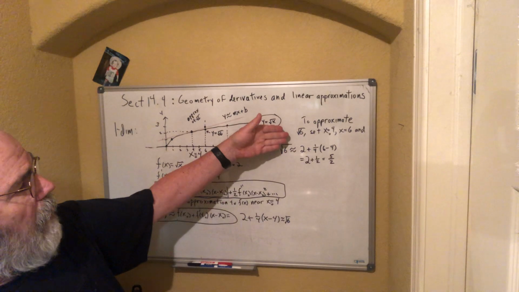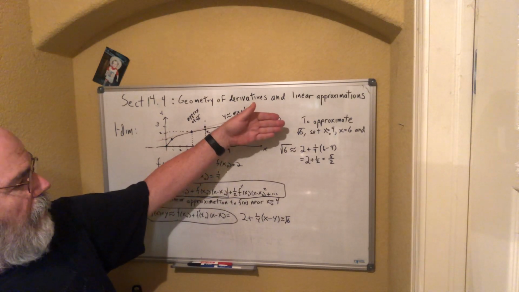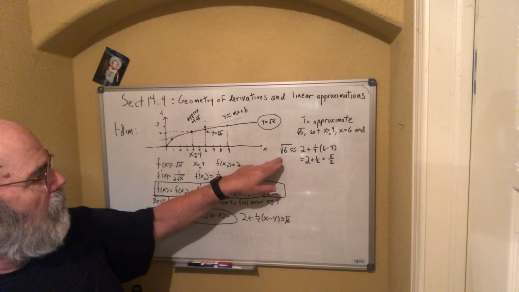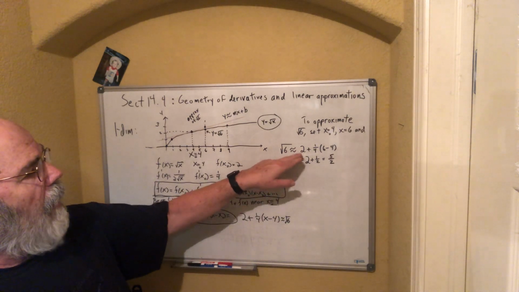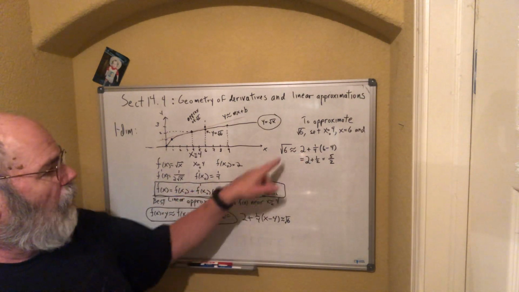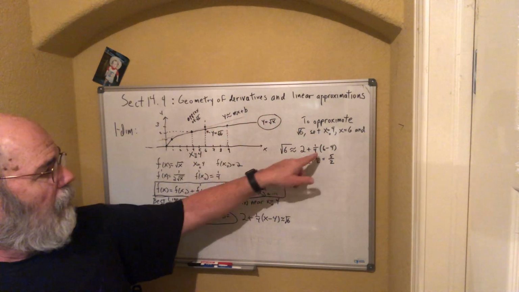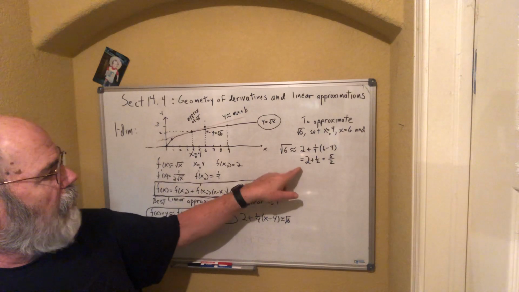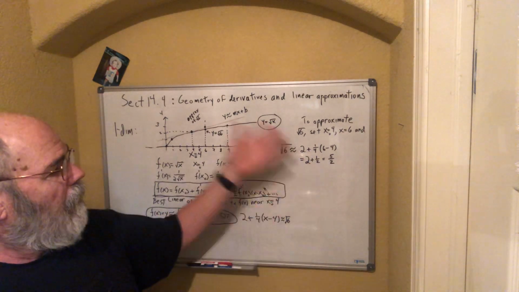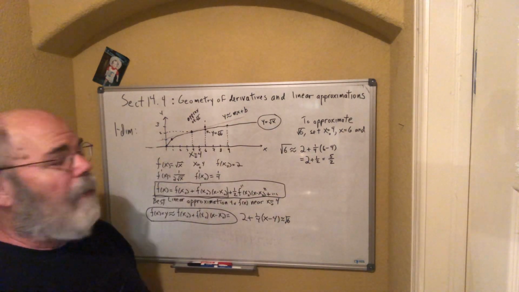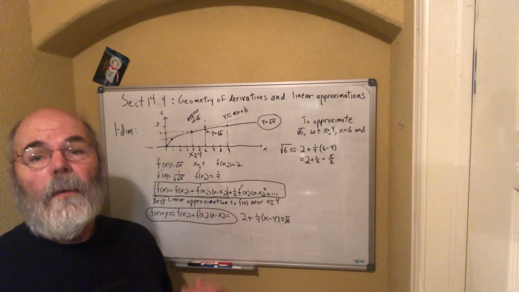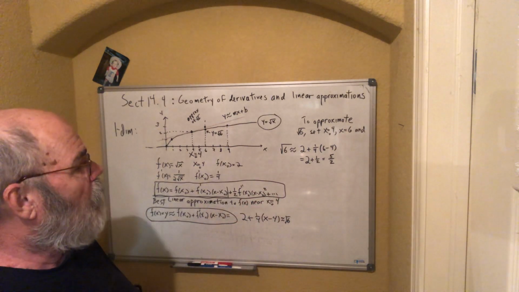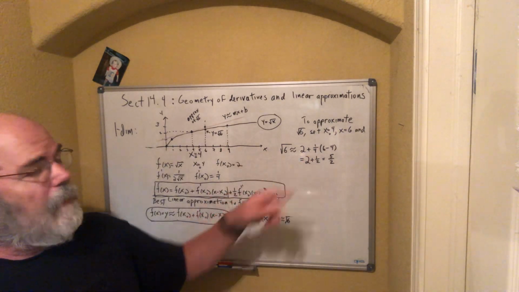So let's come up here. That's where we did all these things. And so this says then that root 6 is approximately 2 plus 1/4 of x minus 4. If x is 6, that's 2 plus 1/2. That gives us 5/2. So a fractional approximation here to the square root of 6 is indeed 5/2.